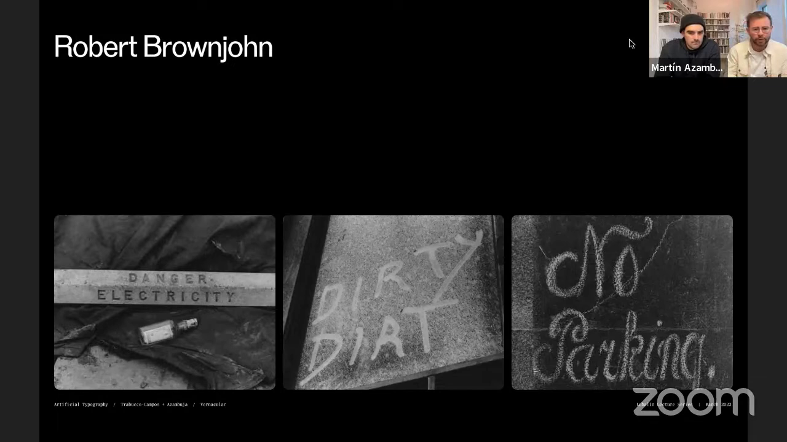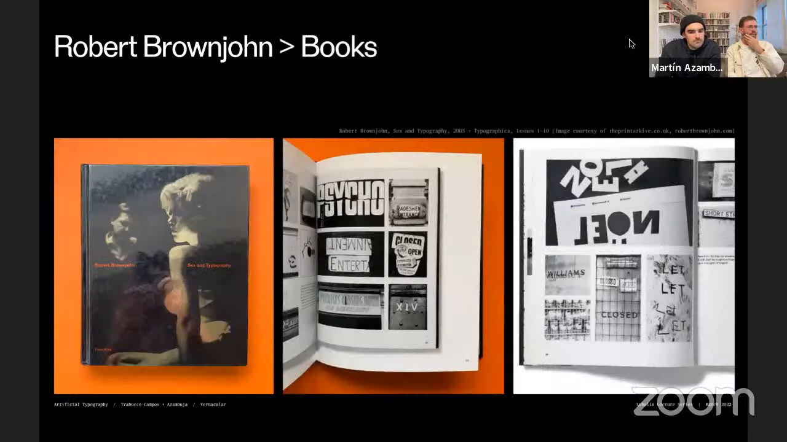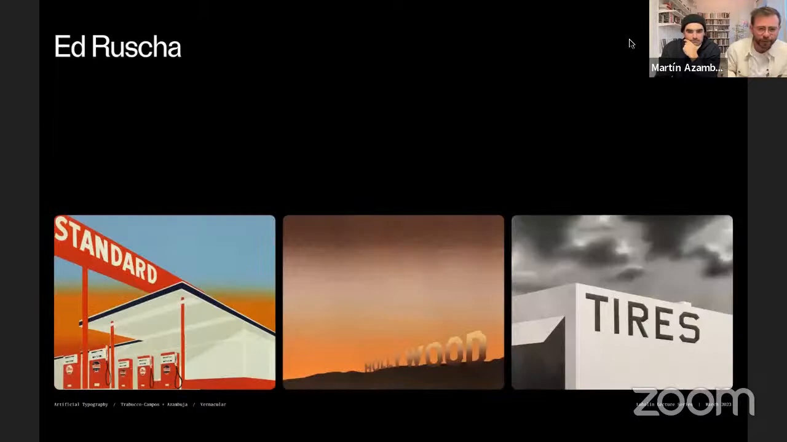You know, an engineer might be putting electricity cables in a certain way, and that is communicating, and it looks a certain way. Formally, it informs our field in a way. And by many of them, this gets collected into books. So we thought there was an interesting parallel here between this amount of collection and the output of it. And so Robert Brownjohn's text and typography, and also the typographical issues that he covered, as well as Ed Ruscha.